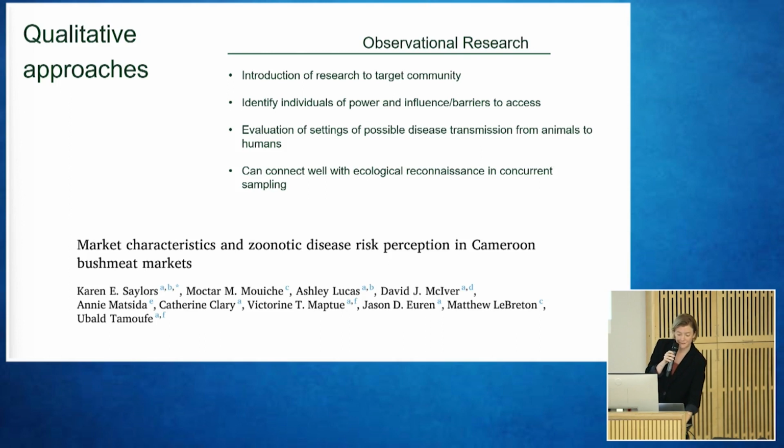So observational research is a method where targets are observed and analyzed in natural or real world environments. And it's a good approach when the goal is to evaluate ongoing behavior processes or events or situations, or when the physical outcomes are readily seen. So a good example of this is a really great paper that I put here at the bottom on market characteristics and zoonotic disease risk perception in Cameroon bushmeat markets.